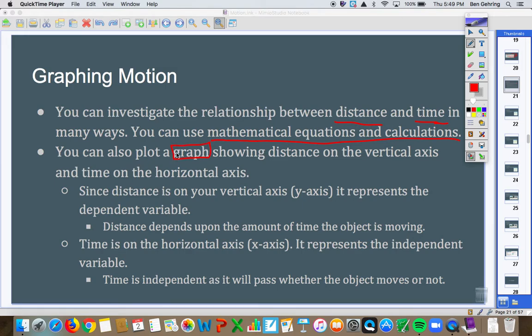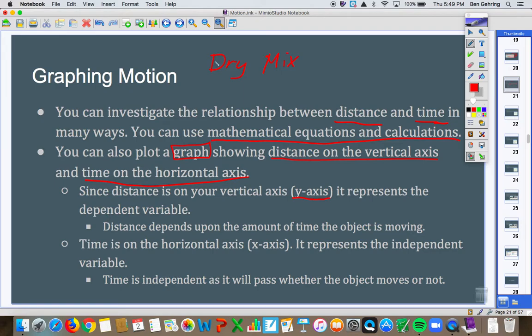And if you remember, I gave you a little saying that it's called DRY MIX. And this is to plot our variables on a graph. We're going to talk about this in a second. And when you graph distance and time, we put distance on the vertical axis and we put time on the horizontal axis. Since distance is on your y-axis, it represents the dependent variable.